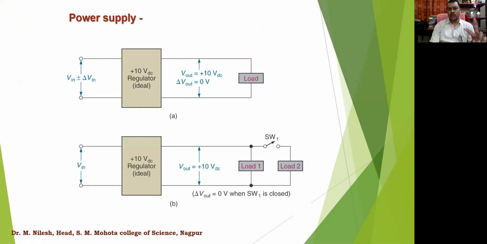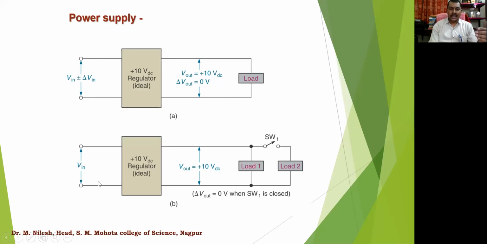Now there are two situations. In the first situation, in the first diagram, figure A, there is a change in the input voltage itself. So there is V in plus minus del V in, where del V in is the change. Whenever such regulation is required, it is called line regulation. In that, the output voltage should always remain constant. So the load remains constant, only the input voltage is varying.